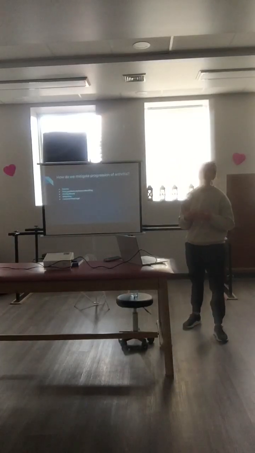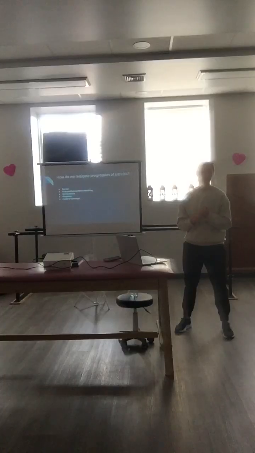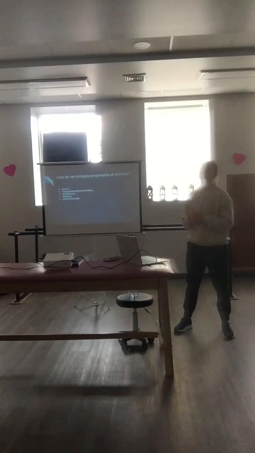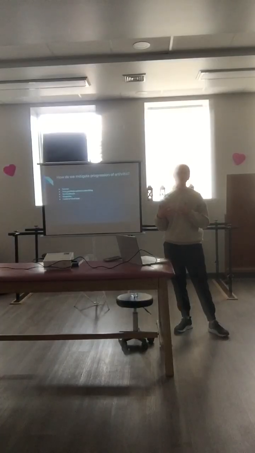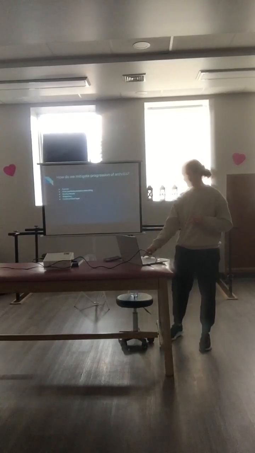So how do we help mitigate this progression of arthritis? Exercise. We want to strengthen muscles, use good body mechanics when we're lifting, and maintain a healthy lifestyle, including diet, weight loss, and controlling blood sugar. High glucose levels can contribute to that breakdown of cartilage at the joint. So diabetes or anything borderline can cause some issues with arthritis as well.